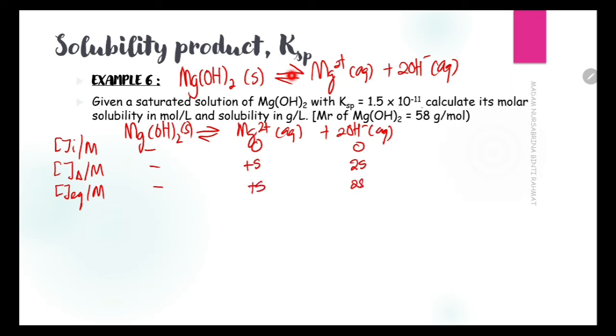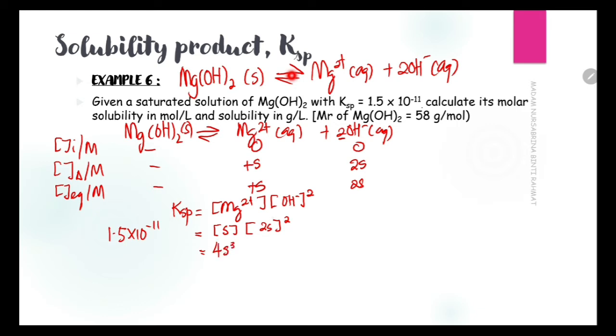I'm going to write down my Ksp expression, which consists of Mg2+ concentration multiplied by hydroxide ion concentration to the power of 2, because we have 2 in front of the hydroxide ion. I substitute in terms of S: magnesium ion is S, and hydroxide ion is 2S to the power of 2. Simplifying, 2 to the power of 2 is 4, and S times S squared is S cubed. So in total, I have 4S to the power of 3, which is equivalent to my solubility product value.